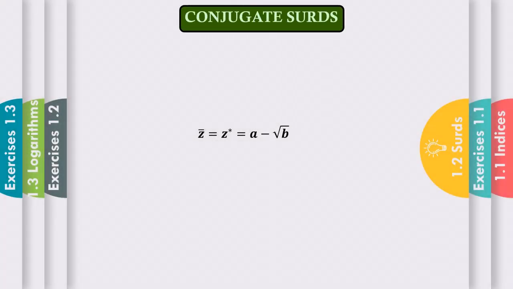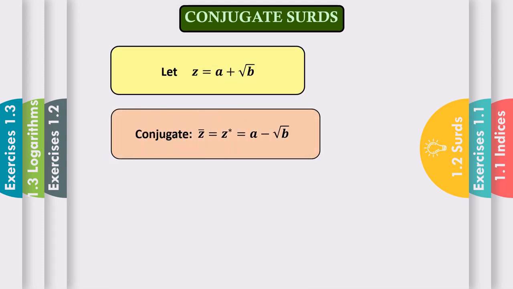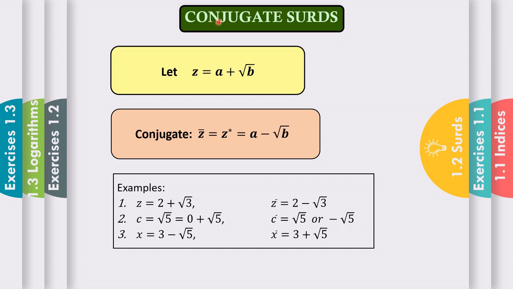Okay, so the conjugate of surds. Let z equal a plus √b. So the conjugate is z bar, or equals z star, so it equals a minus √b. Let us look at some examples.